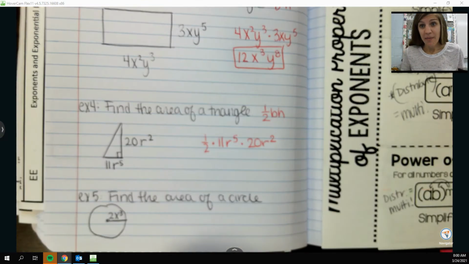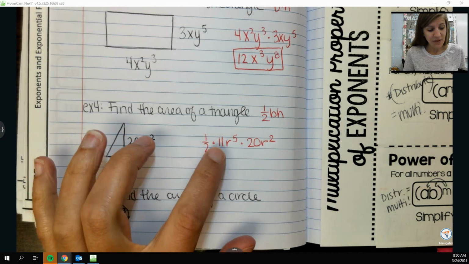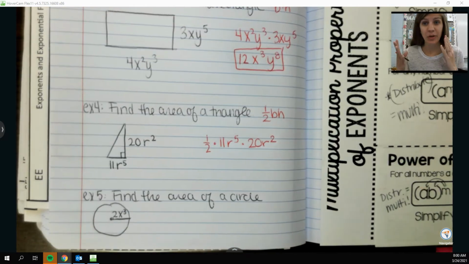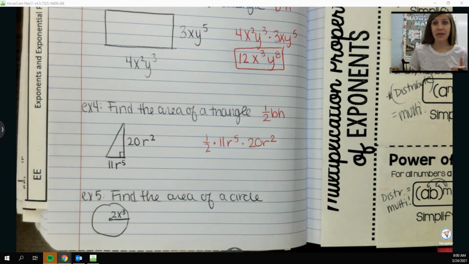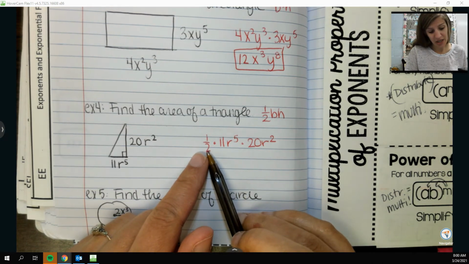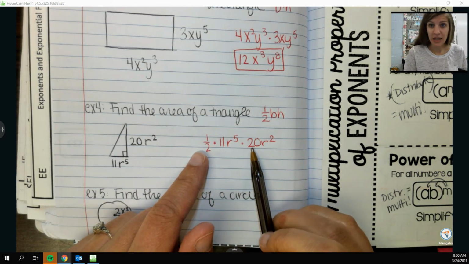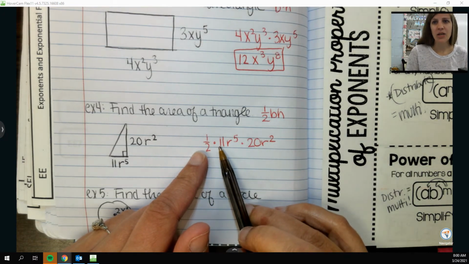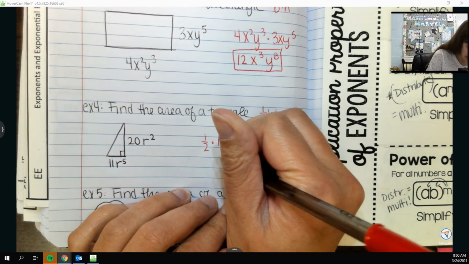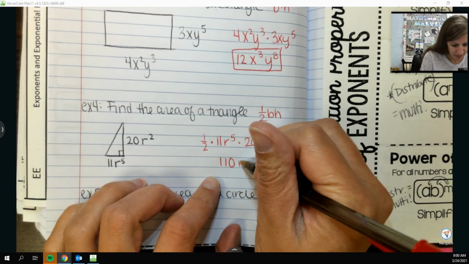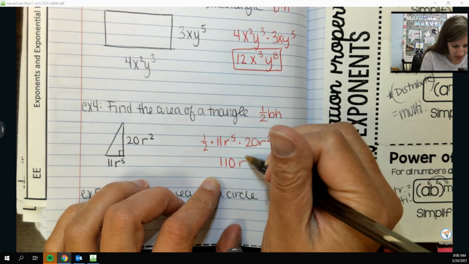As I look through at my numbers, I have half times 11 times 20. All the bases are different, so I'm just going to multiply those numbers up. Now, half of 11 is not very fun, so I'm really going to do half times 20, which is 10, and then multiply the 11. So 10 times 11 is 110. But then the r bases are the same, and so we can add up their exponents for 7.